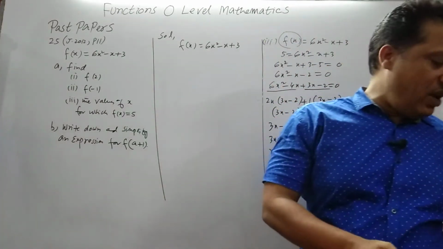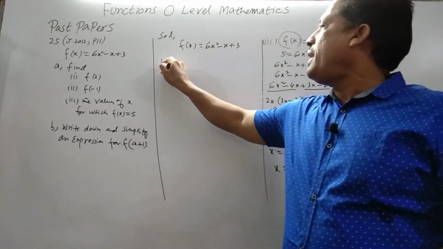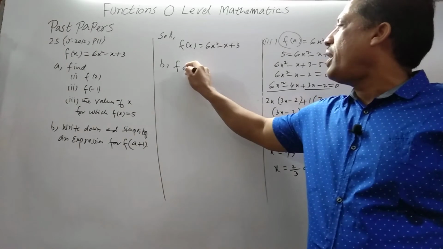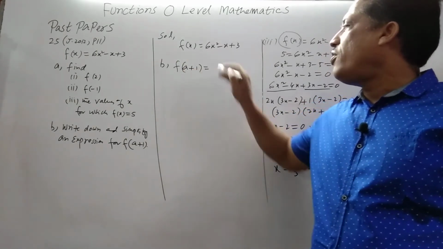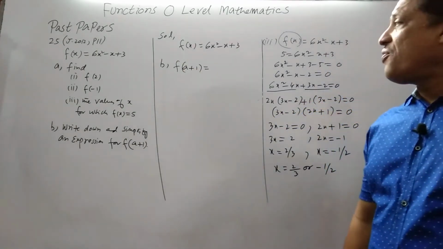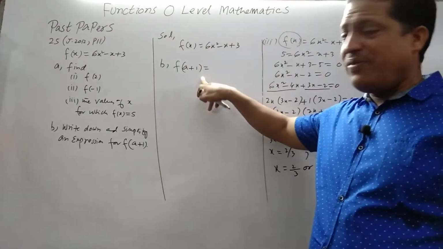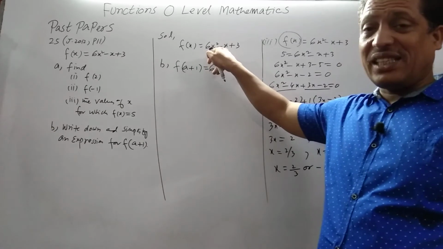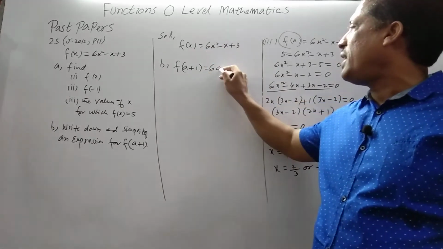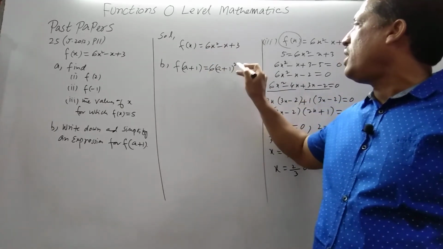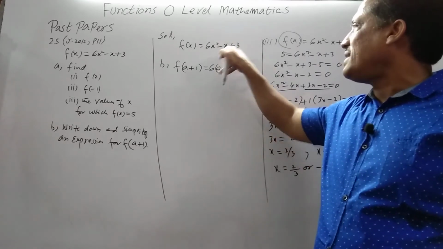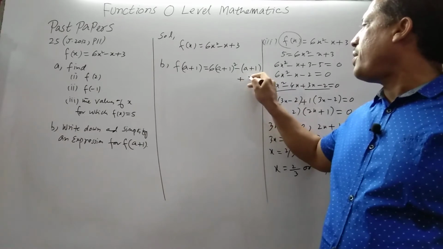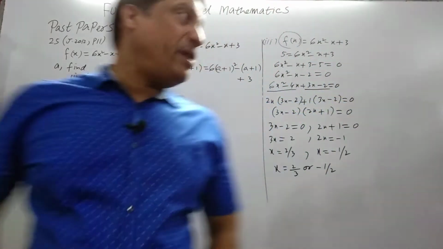See part B of the question. Part B is write down and simplify an expression for f of a plus 1. F of a plus 1 means we have to put a plus 1 where we see x in the question. So 6 multiplied by x squared, where x becomes (a plus 1) whole squared, minus x, where x is a plus 1, and plus 3. Now simplify this.